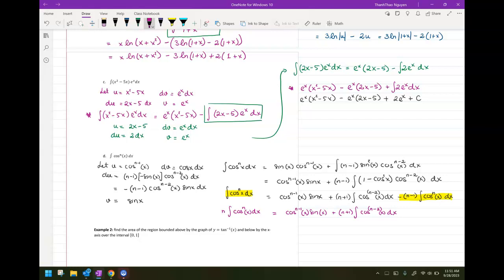We can divide both sides by n, so then the integral of cosine to the n of x dx equals 1 over n times cosine to the n minus 1 of x times sine of x plus n minus 1 over n times the integral of cosine to the exponent n minus 2 of x dx, and we have that integral.